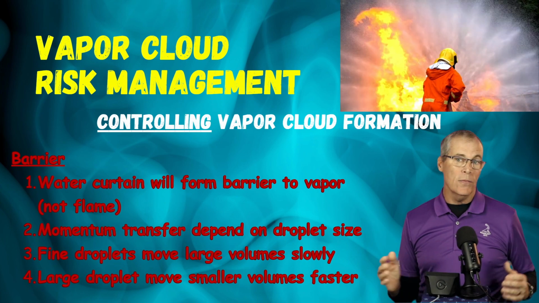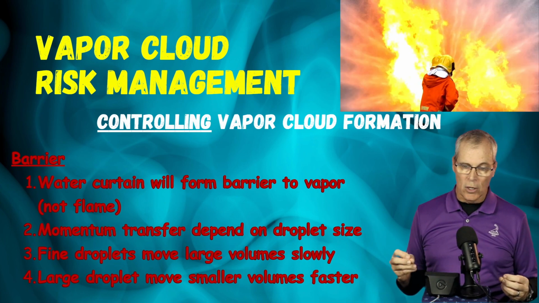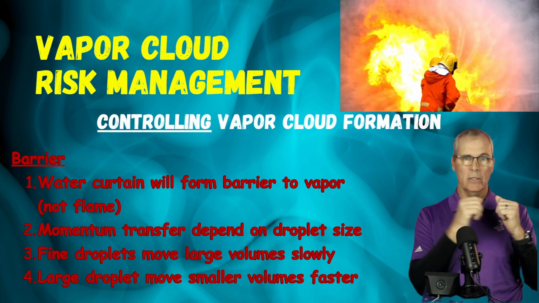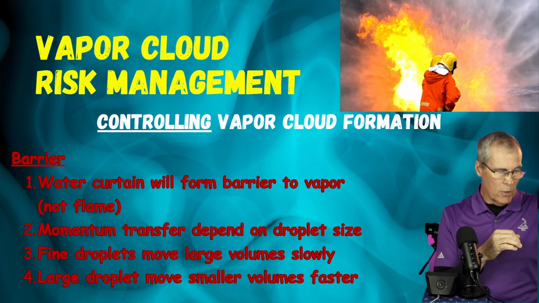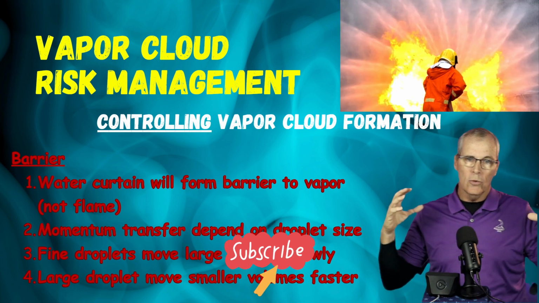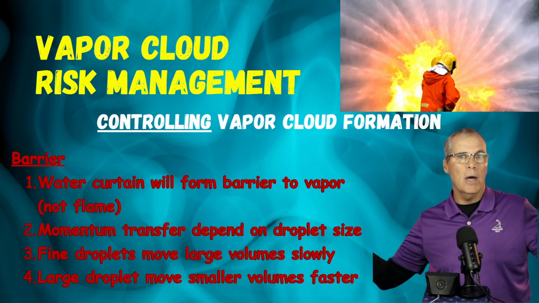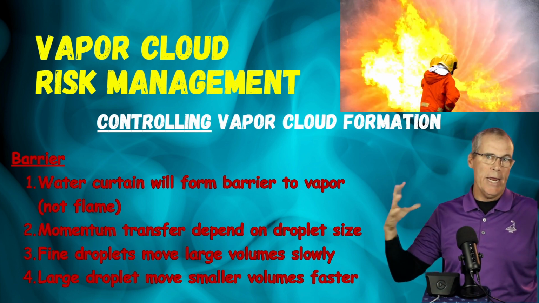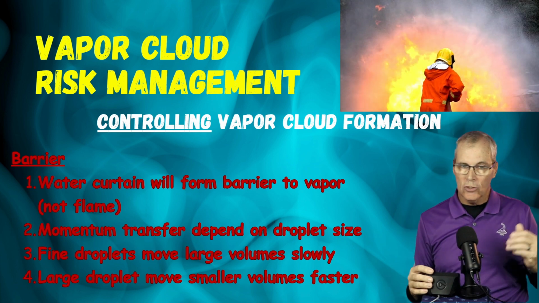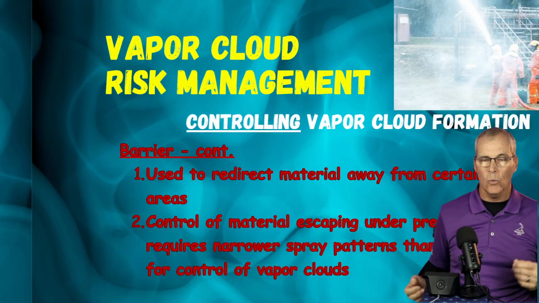Now, the other thing you can do with water is create a barrier. Remember, sometimes you're using the momentum of the water to push back physically against the momentum of the vapor cloud constituents. Other times you're going to use small water droplets to move a lot of air, to move a lot of that vapor. So larger droplets move smaller volumes, fine droplets move large volumes, kind of back and forth.